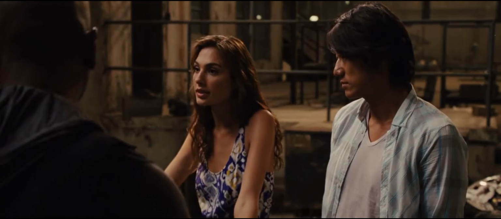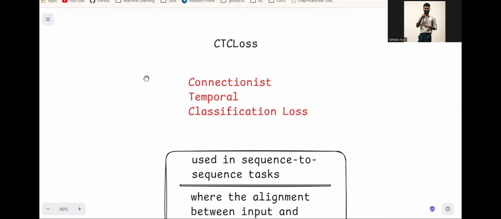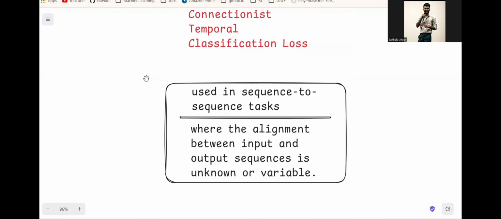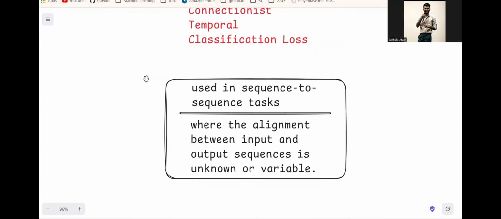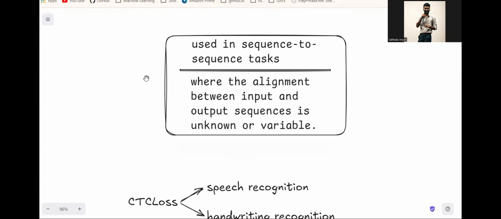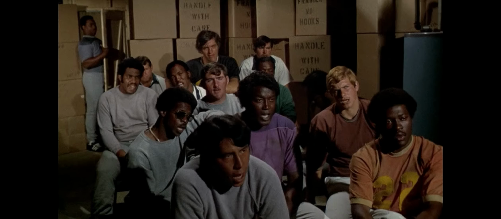CTC stands for Connectionist Temporal Classification loss. To begin with, where do we use it? It's usually used in sequence-to-sequence tasks. And the important key point is, if the alignment between input and output is unknown or variable, in that specific case, we use CTC loss.